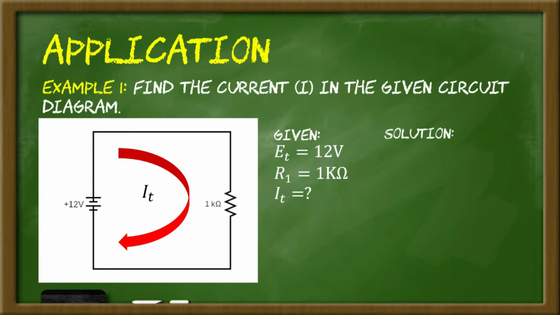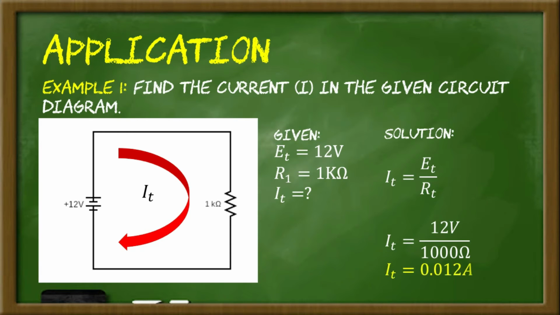The formula to get this is I is equal to E over R. So transfer the given values to the formula, then the final answer is 0.012 ampere.